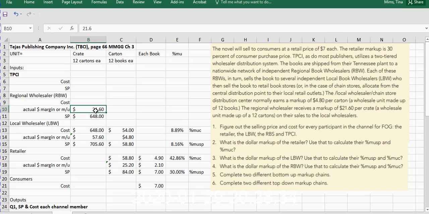I meant to put this information here, which means we can now calculate the cost of the regional wholesaler by taking their sales price and subtracting the margin. Isn't that correct? Isn't that cool? Okay, now we can actually determine the amount per carton that we're talking about. By what? Dividing by 12. Why? Because each carton has 12 books. A crate has 12 cartons.